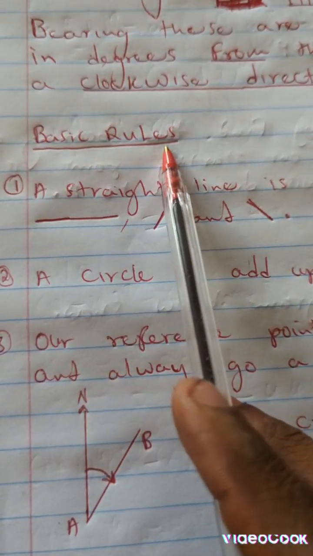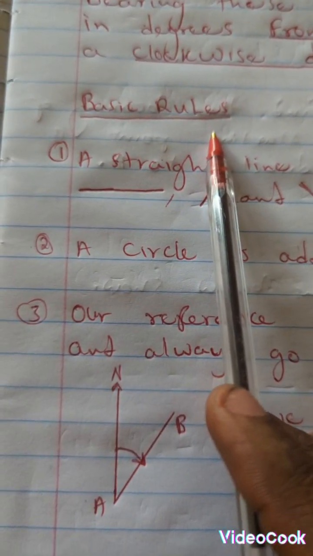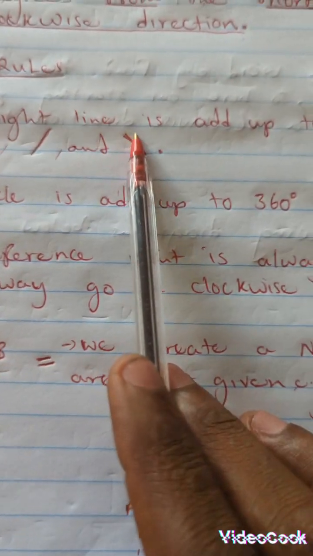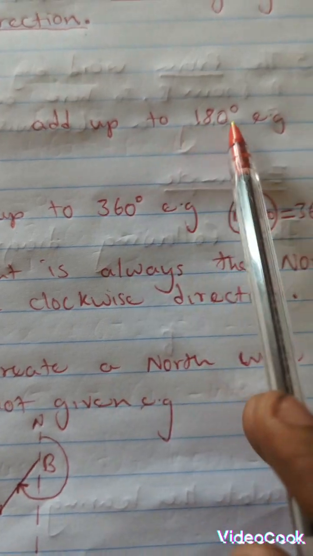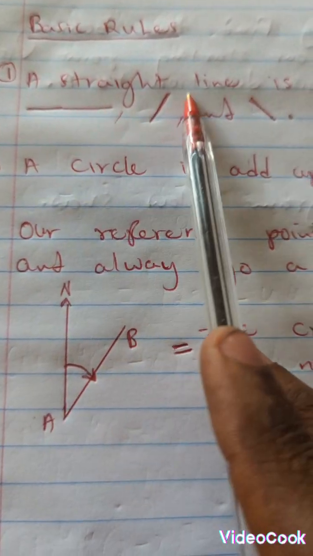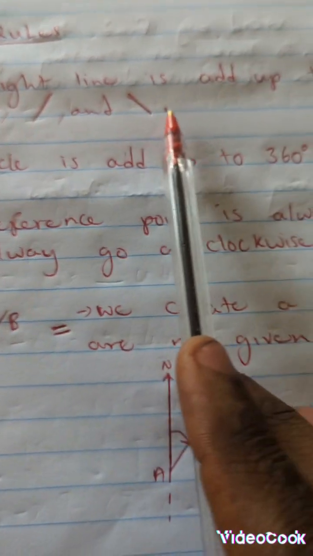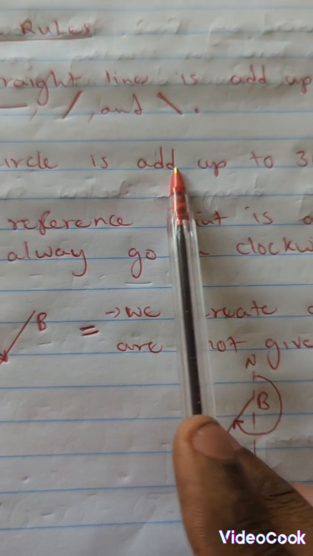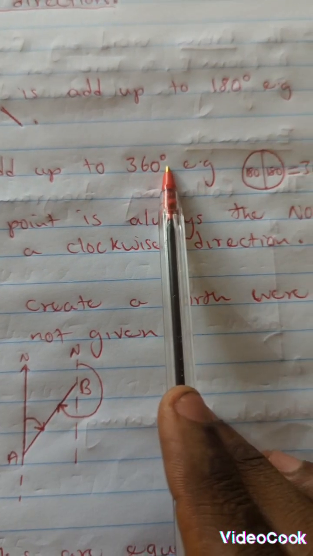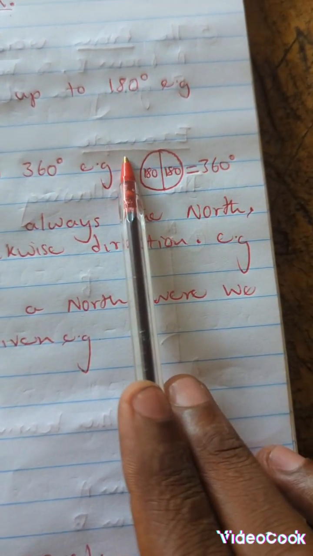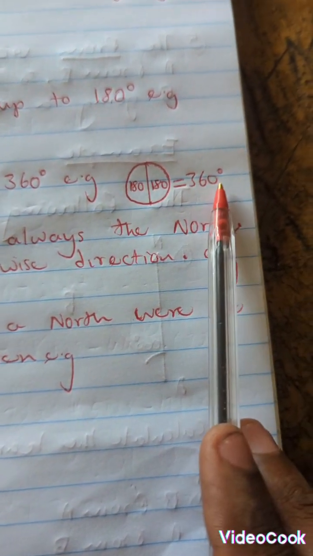Then we have the basic rules that we're going to use in this bearing. Rule 1: a straight line adds up to 180. It can be this, it can be this, as long as the straight line adds up to 180. Rule 2: a circle adds up to 360. For example, we have this side of the circle, 180, and this one, 180, which when added give us 360.